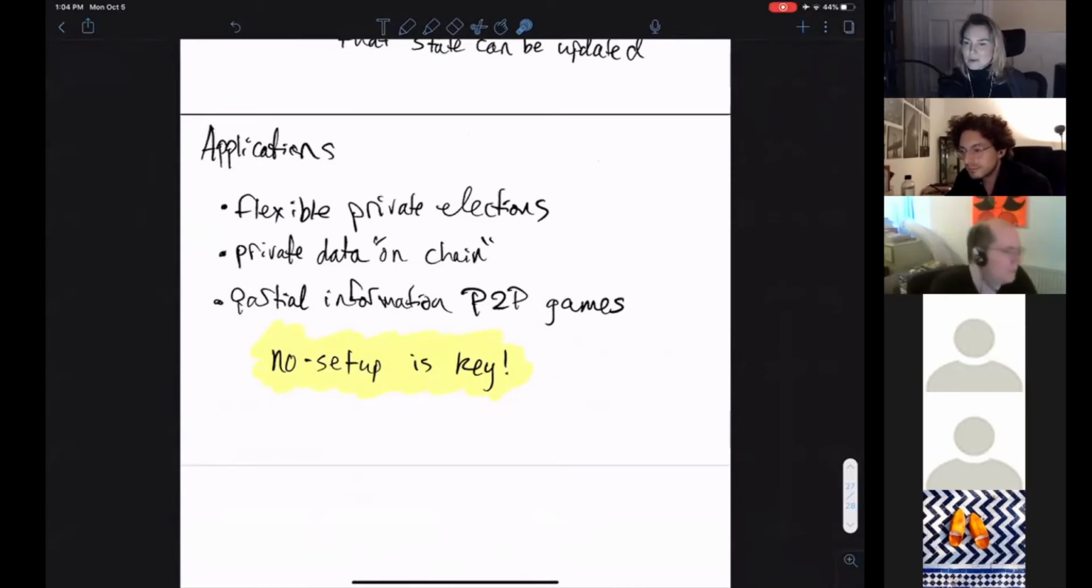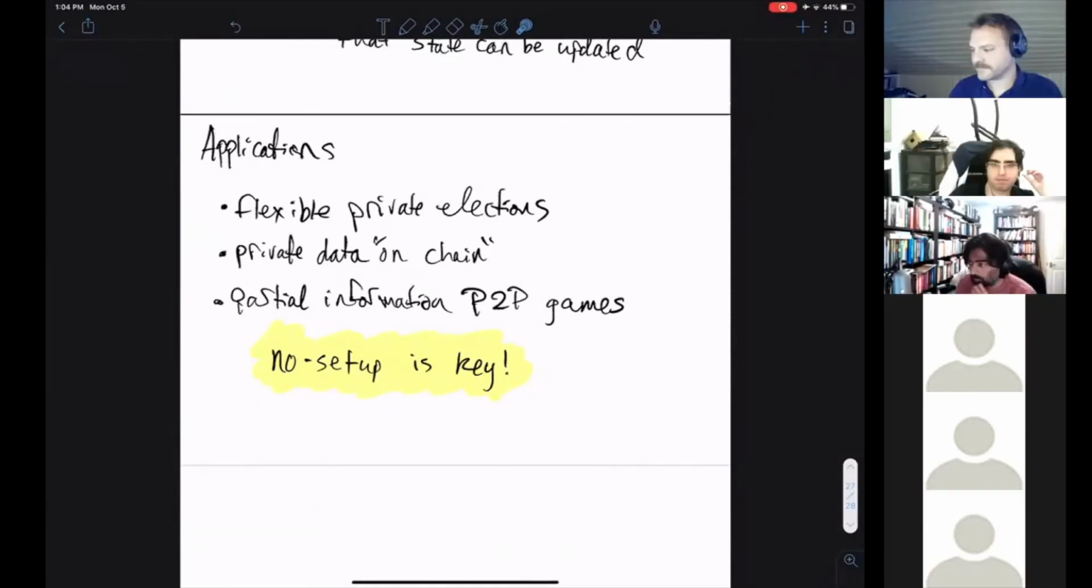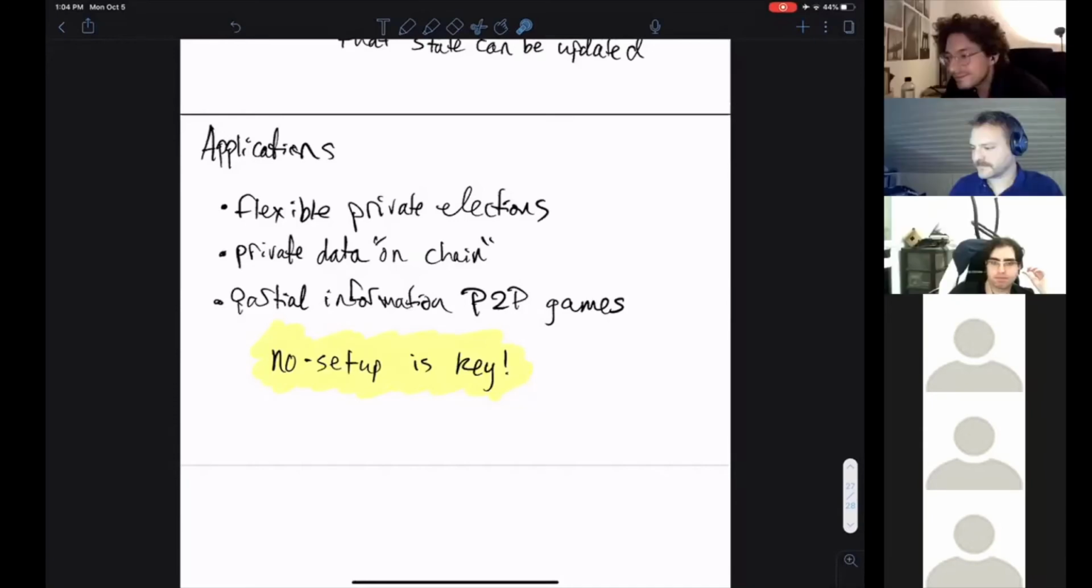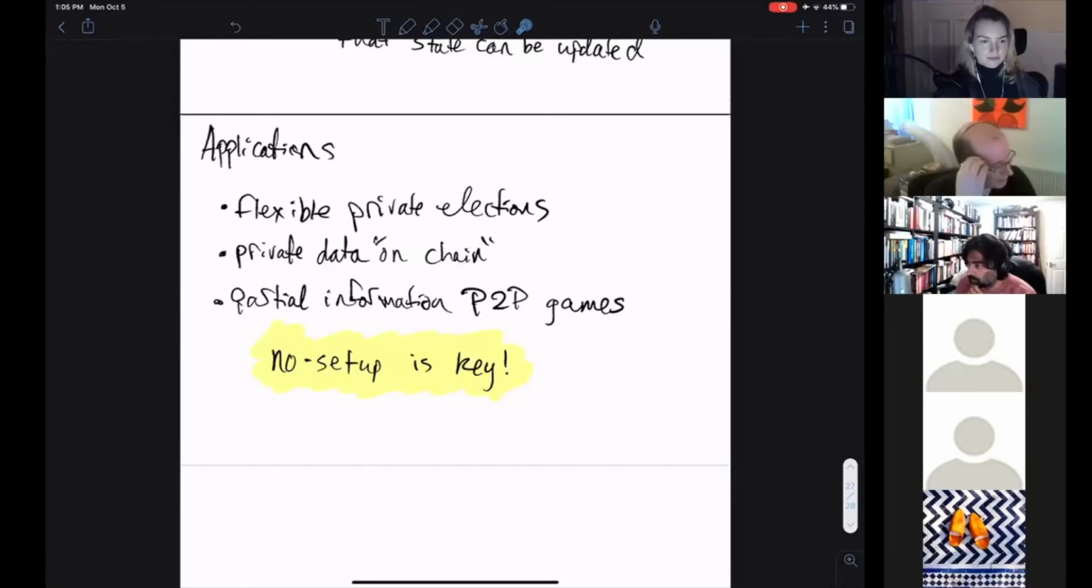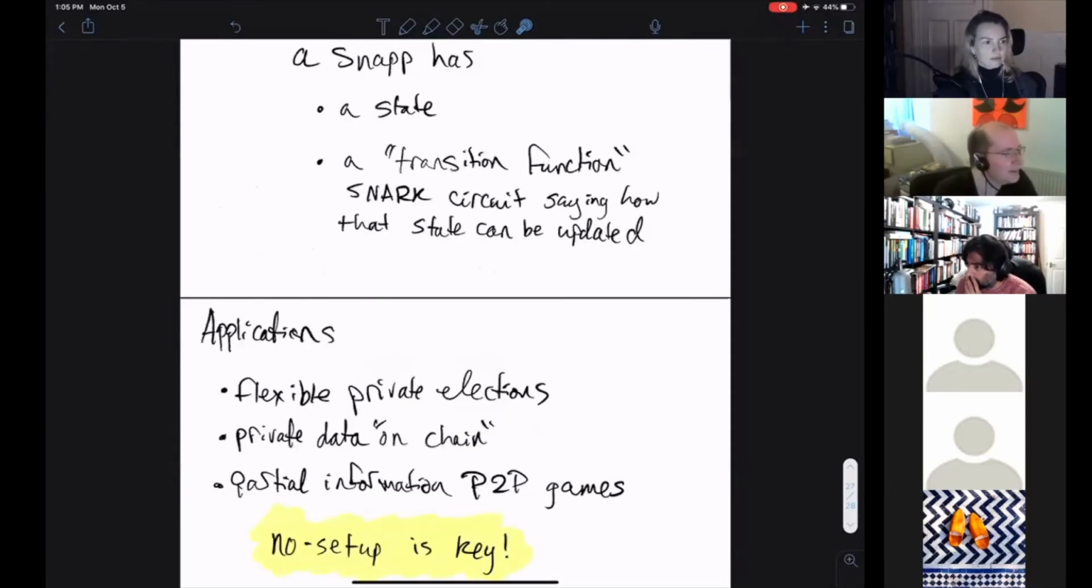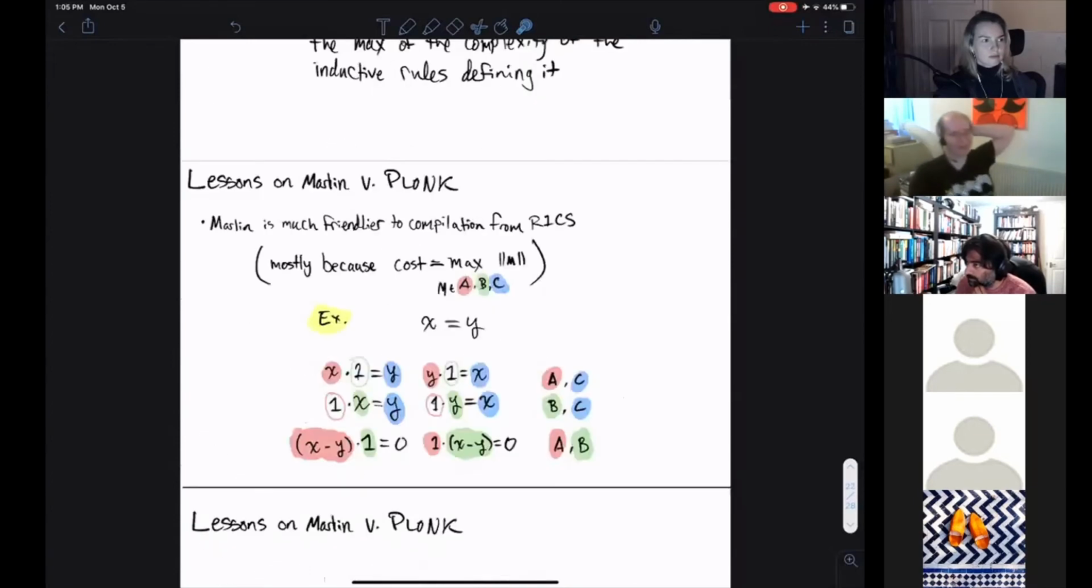So yeah, are there any more questions or thoughts? You went over the comparison of the Marlin-based and the Plonk-based quite quickly. Didn't quite have time to... Oh yeah, you want to chat about it? Here, yeah, let's go right here. Oh, this slide? Yeah.